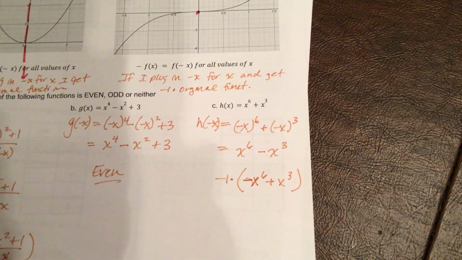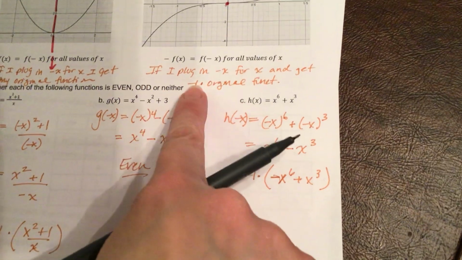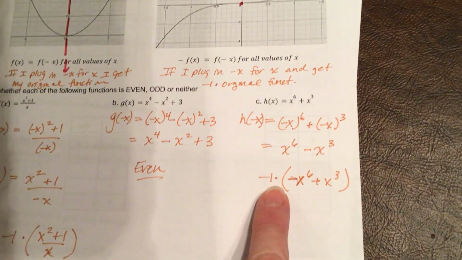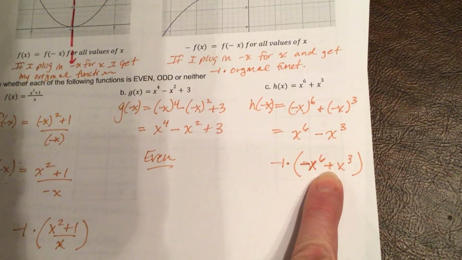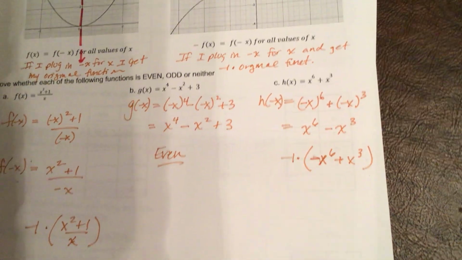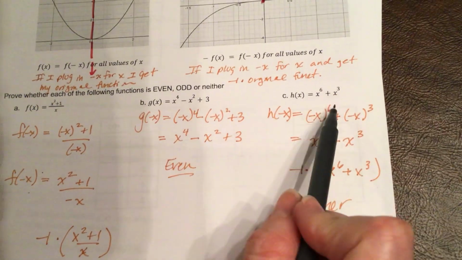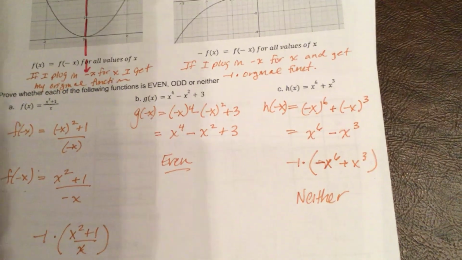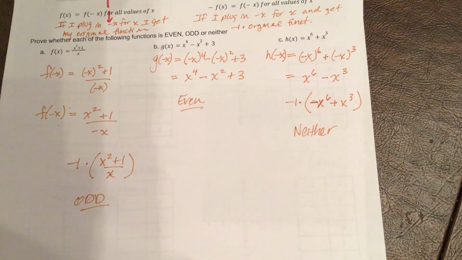Notice that's not the same thing. In order for this to be odd, this has to be -1 times my original function. Well, here's -1. Is this my original function? Close, but not quite. There's that extra negative sign. So this doesn't follow either format. It doesn't get me back to my original, and doesn't follow the -1 times the original. Therefore, it is considered neither.